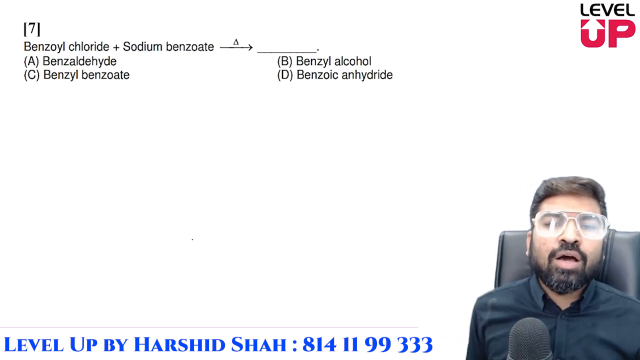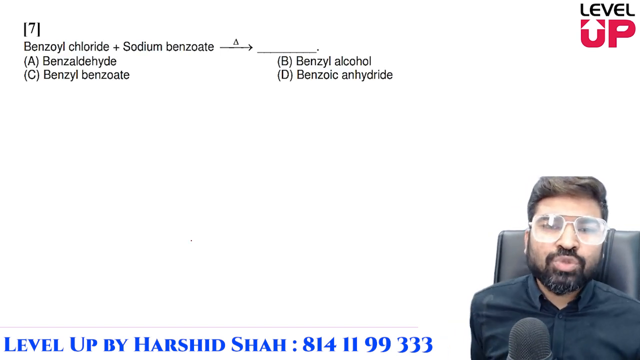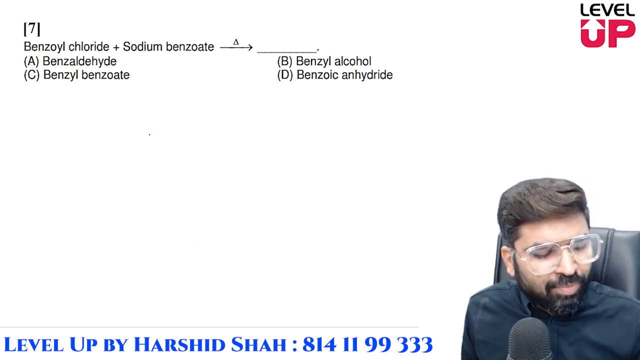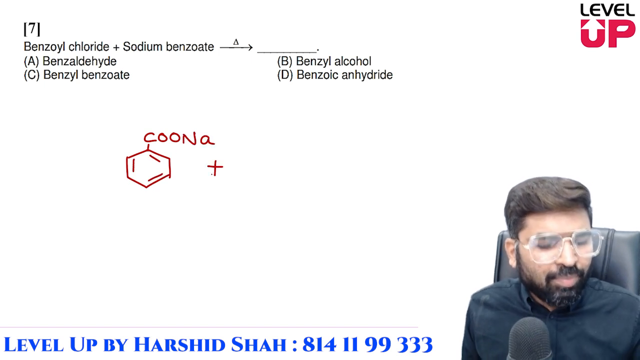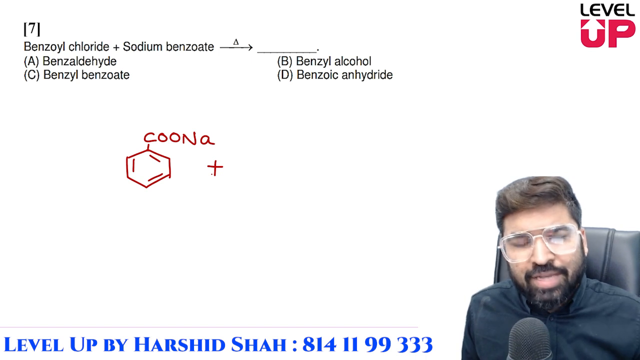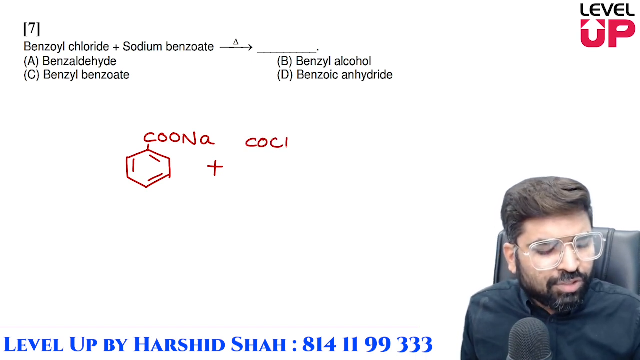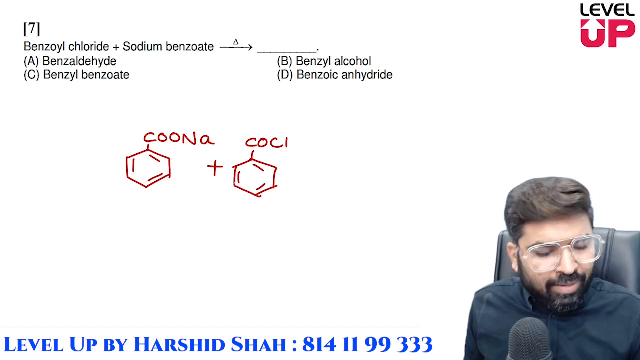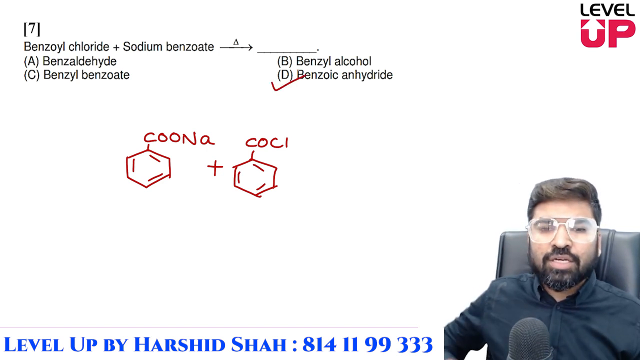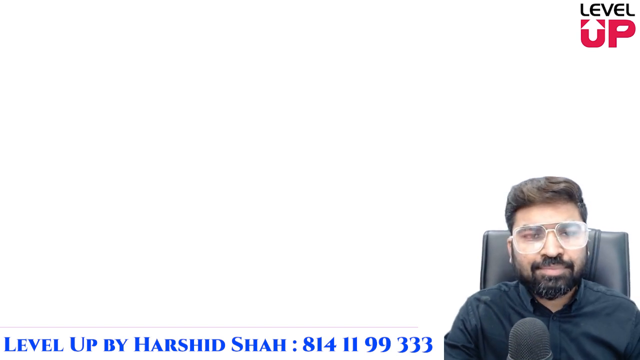That's why the aldol condensation reaction will happen with that. Okay, benzoyl chloride and sodium benzoate. Sodium benzoate is already having a COO group and you reacted it with an acid derivative. What is going to happen? It is going to give us the anhydride that we are looking for, COCl onto benzene. So it should be benzoic anhydride, and that is your option D, right?